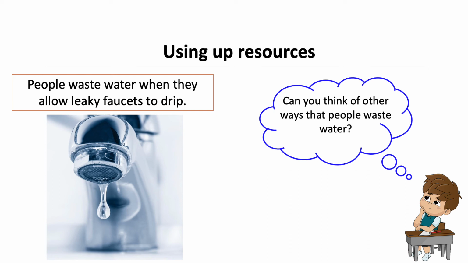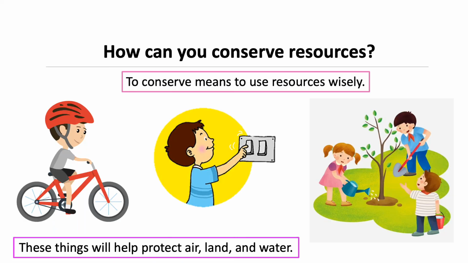Using up resources. Suppose that you turned on the faucet and no water came out. It could happen. People might use up water if they waste it. People waste water when they allow leaky faucets to drip. People waste water when they take long showers. Running a dishwasher that is not full also wastes water. Can you think of other ways that people waste water?